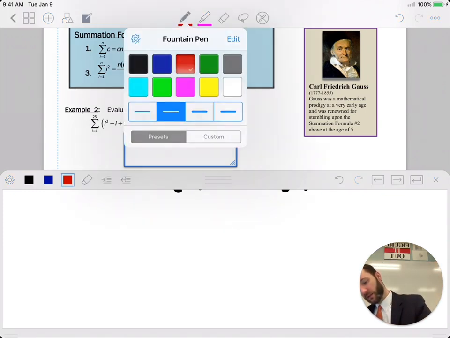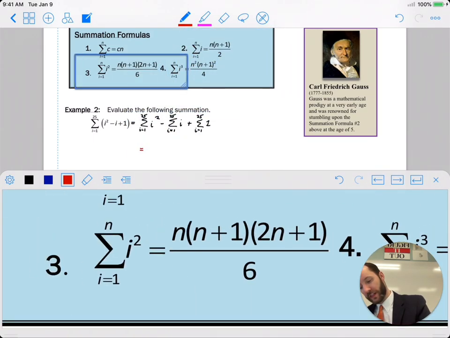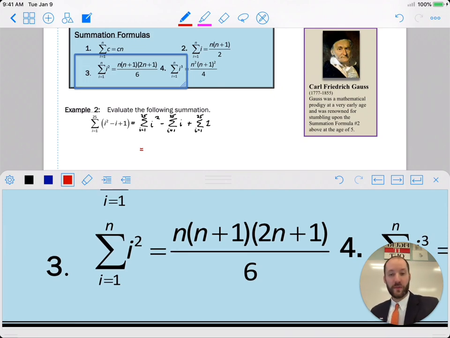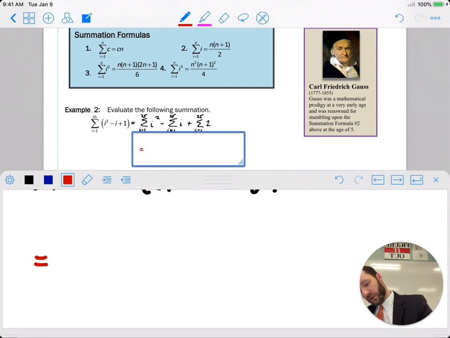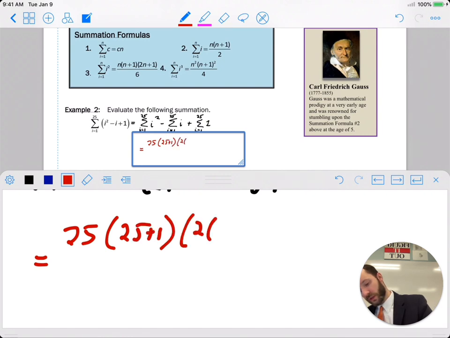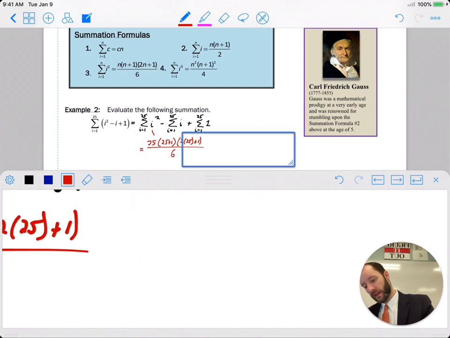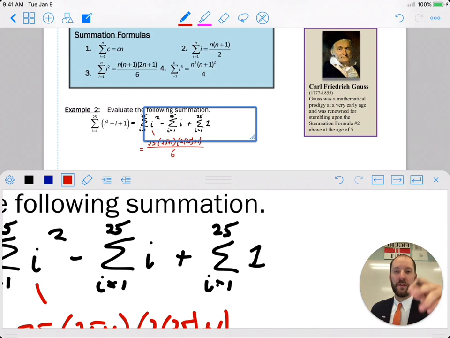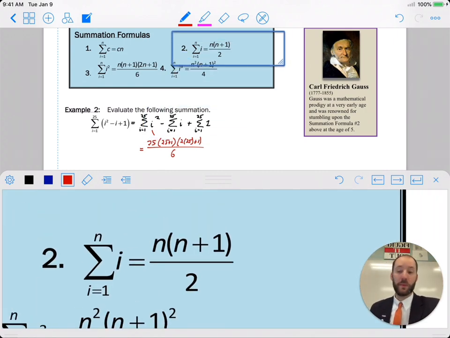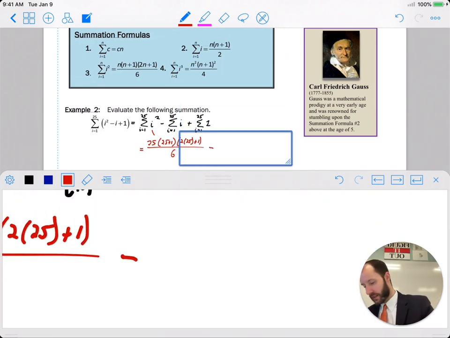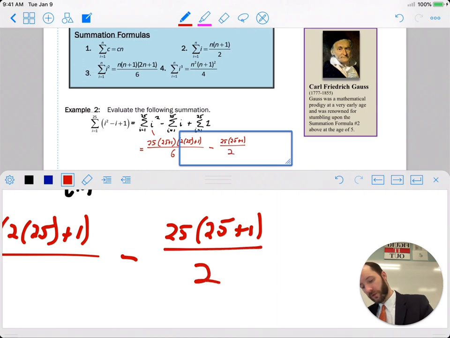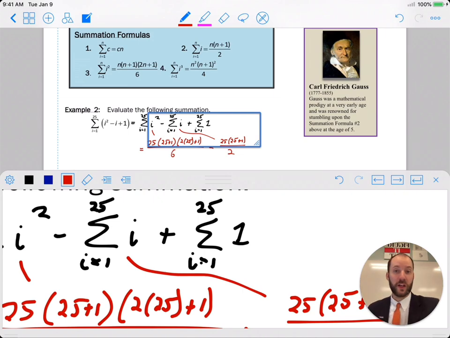So kind of looking at our formulas there as you do this, of i squared, so i squared is this formula right here. So n is going to be 25. So we'll do 25 times 25 plus 1 times 2 times 25 plus 1, all over 6. So that's my first one. The second summation, 1 through 25 of i, use the second formula. So subtract 25 times 25 plus 1, all over 2. So that's our second one.